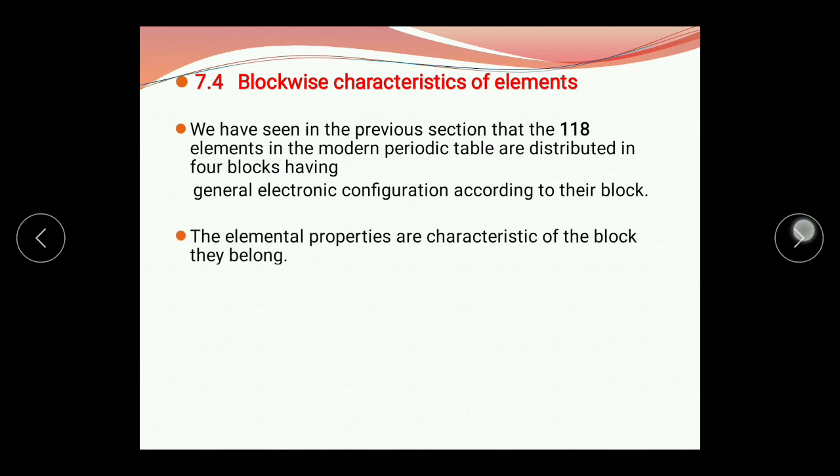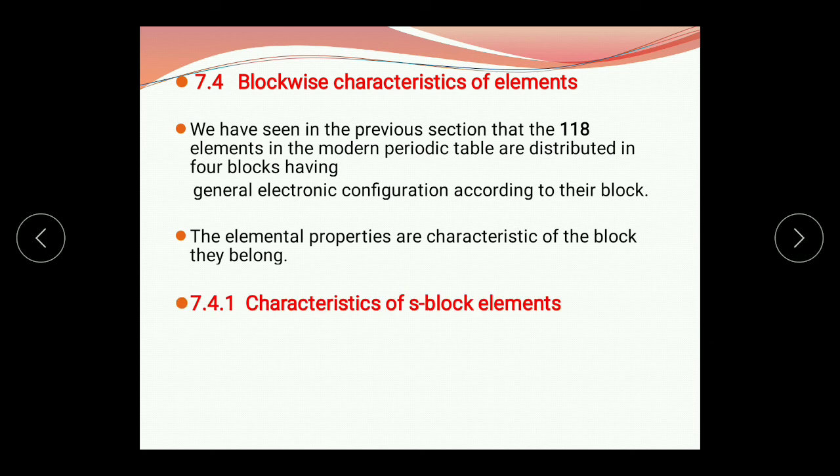The elemental properties are characteristic of the block they belong to. That means why an element is placed in a particular block, and all the properties of that element, depend on the characteristics of that block. So, how this happens, we'll see one by one. Let us begin with the first block, that is the S block.